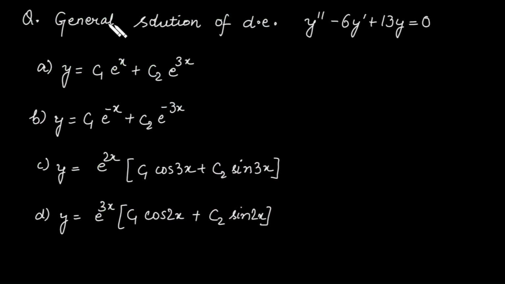Next question is, what is the general solution of this differential equation? So we have this as a homogeneous differential equation. We just need to calculate the complementary solution. From here, write the auxiliary equation. Auxiliary equation is m square minus 6 times m plus 13, with y replaced by 1, is equal to 0. So we have auxiliary equation m square minus 6m plus 13 is equal to 0.